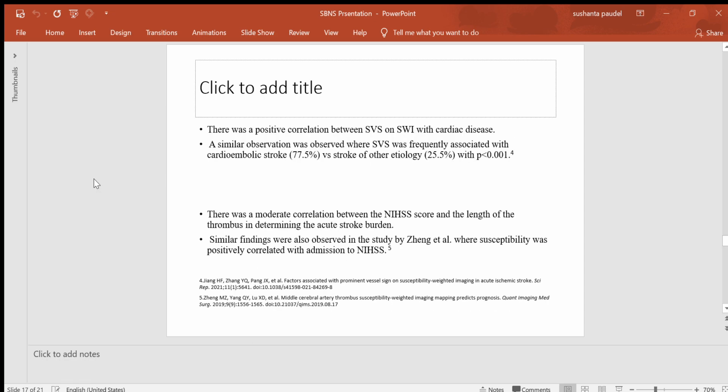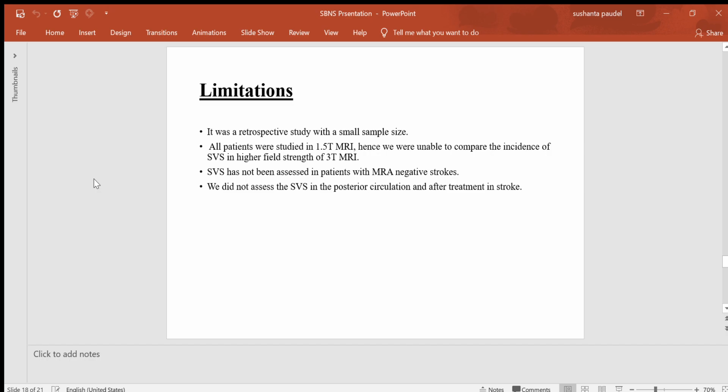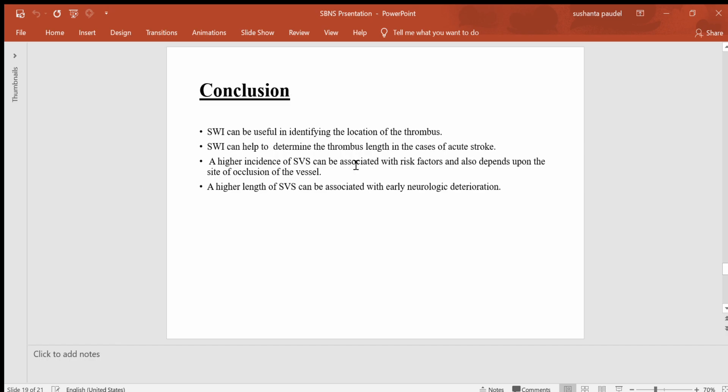There is a positive correlation between the SVS and the SWI with the cardiac disease, and there is a moderate correlation between the NIHSS score and the length of the thrombus in determining the acute stroke burden. The limitation of the study was that it was a retrospective cross-sectional study, and the patients were only diagnosed on 1.5 Tesla MRI. We can conclude that SVS is very useful in identifying the length of the thrombus, and it helps in the better management of the patient.